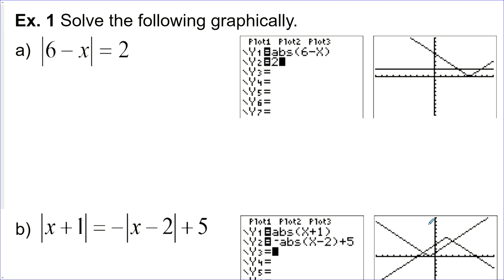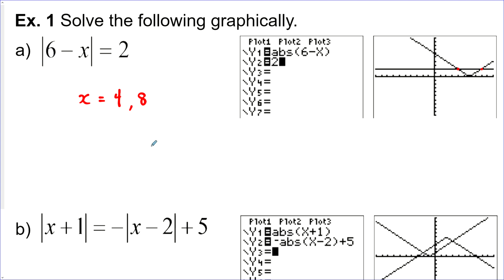First, let's try to solve these absolute value equations graphically. We can put the left side of the equation into y1, put the right side of the equation into y2, and then find the solution, and that will be where they intersect. So in this case, we've got x equals 4 and x equals 8. Now remember, we don't care about the y value here on the graph. We're just graphing it to help us solve it. There is no y value in this equation.